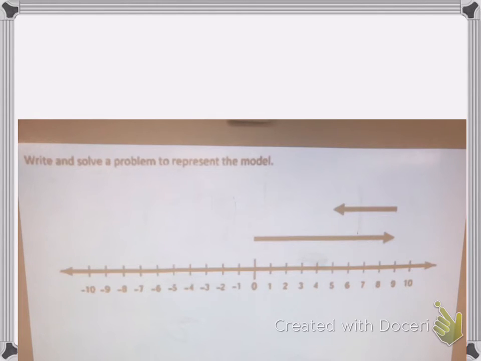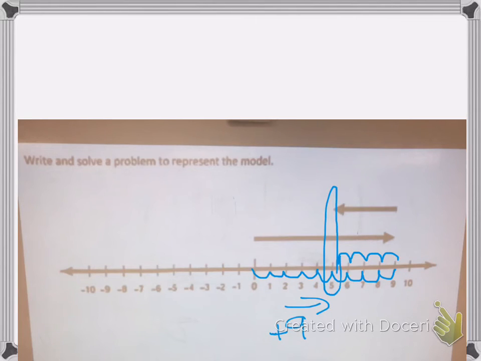Write and solve a problem to represent the model. All right, we start at 0, and we went 1, 2, 3, 4, 5, 6, 7, 8, 9. So that was to the right 9, so that's a positive 9, because when we go to the right, it's positive. Now we went back 1, 2, 3, 4. Okay? So this is where we stopped at 5. So since I went to the left, left is negative, so that's a negative 4.